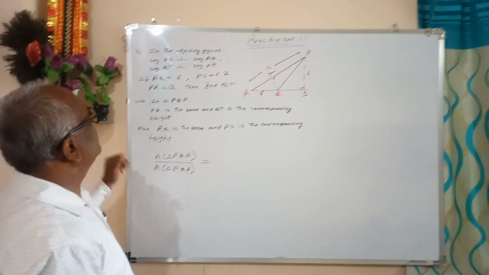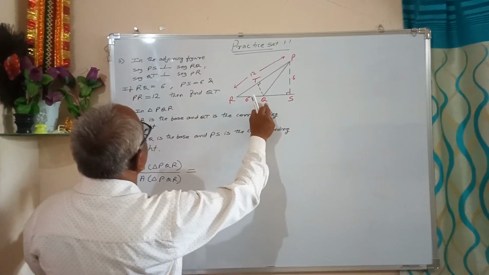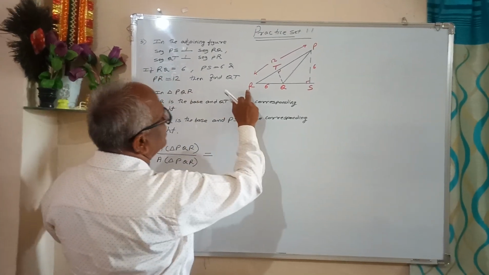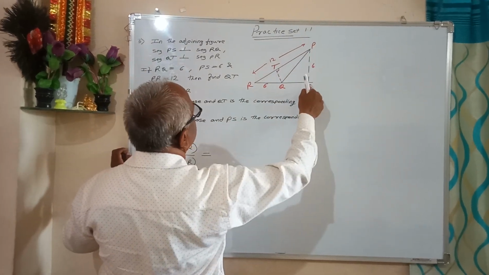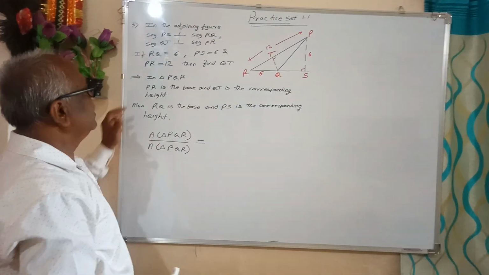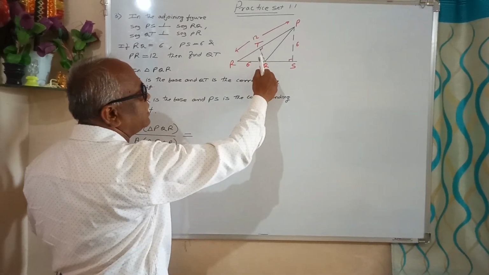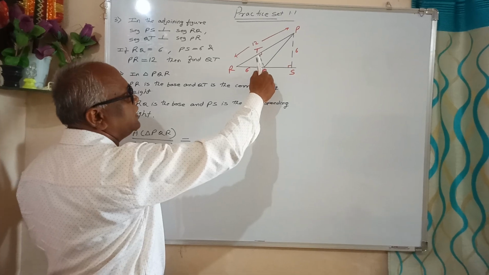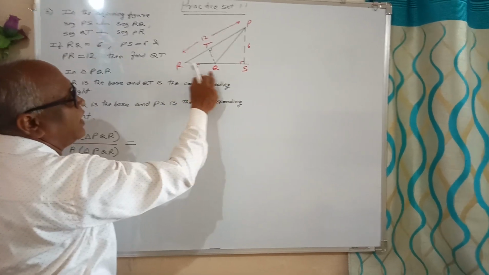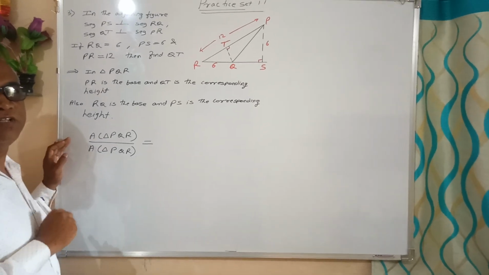Now example number 3. In the adjoining figure, PS is perpendicular to RQ and QT is perpendicular to RP. Here RQ is given, that is 6, PS is given 6 and PR is given 12. Find QT. Now in this triangle, when PR is the base, at that time QT is the corresponding height. Now in the same triangle, that is PRQ, when PS is the height, at that time RQ is the base.